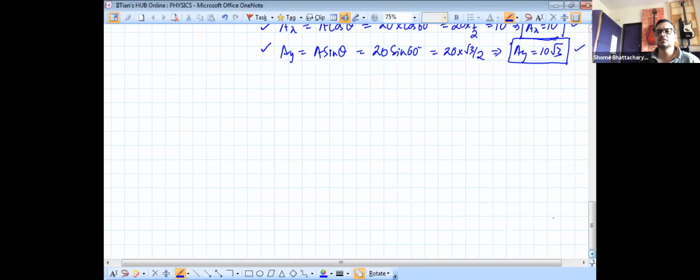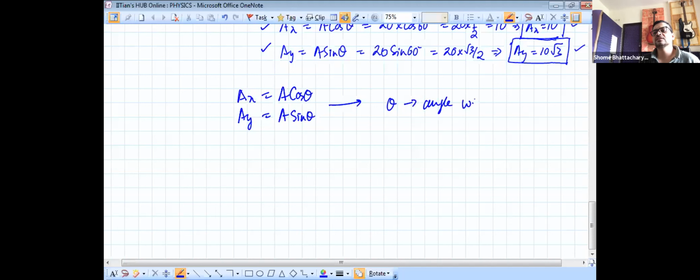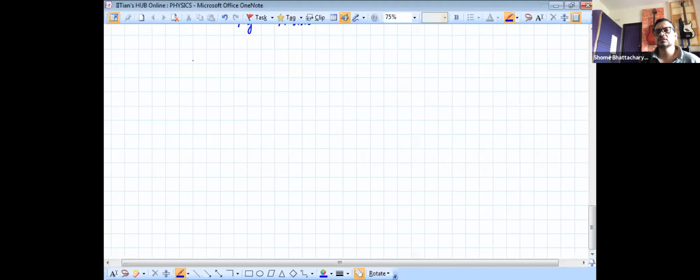So you have to remember these formulas. That x component is the magnitude multiplied by cos theta. Y component is the magnitude multiplied by sin theta, where the definition of theta is that it is the angle with respect to x-axis. Okay, not the angle with respect to the y-axis. It is the angle with respect to the x-axis. This is a very specific formula. So you have to remember this. Okay, good.